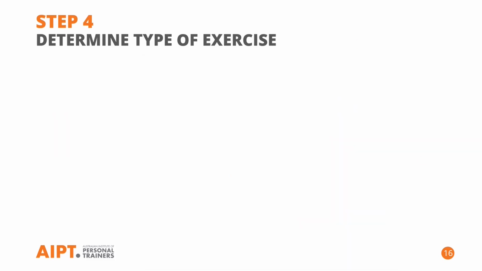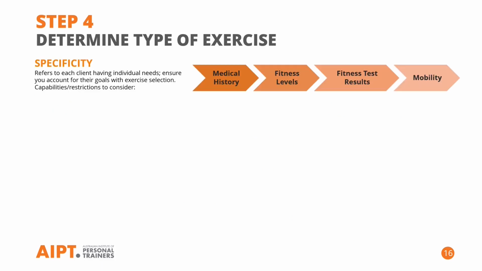Now on to step number 4, which is about determining the type of exercise we give to our clients. The first thing we must consider when we determine the type of exercise is the overall concept of specificity. And this refers to each client having their own individual needs within a program. So one of these will be what the client's actual goal is. So the goal is one of the main components that will influence your choice of exercise selection.